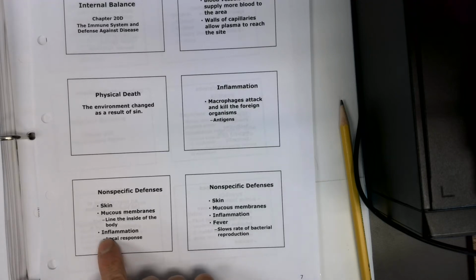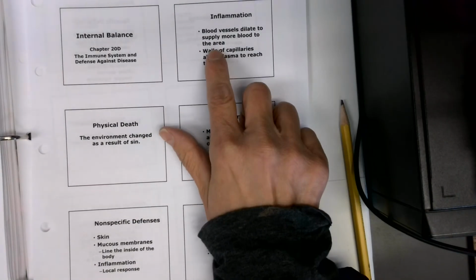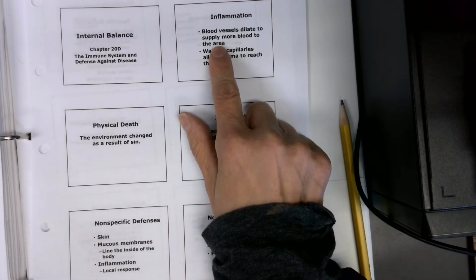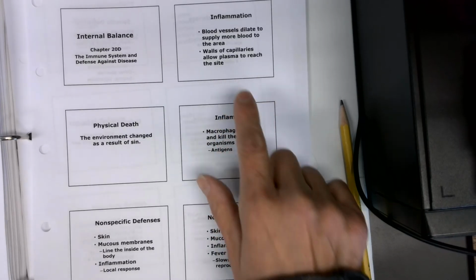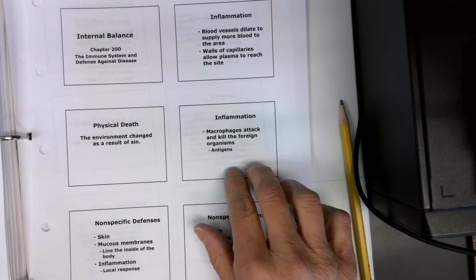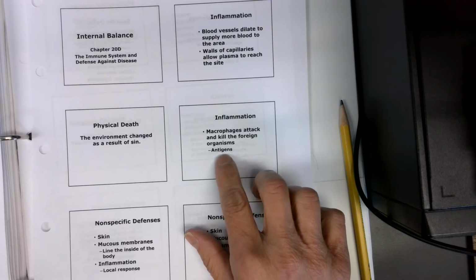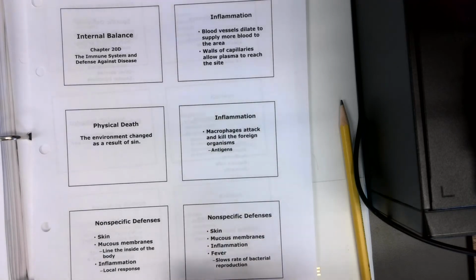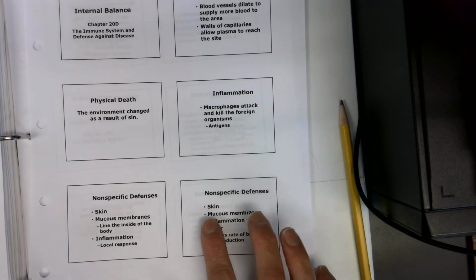If we get something that is trying to penetrate our skin, it's going to become inflamed. That's a local response, non-specific. Blood vessels are going to dilate, bringing more blood to the area. The walls of the capillaries are going to allow plasma to reach the site. The idea is the body's trying to bring more blood and macrophages to kill that foreign organism. It will make a response to the entry of those things that are not meant to be there.